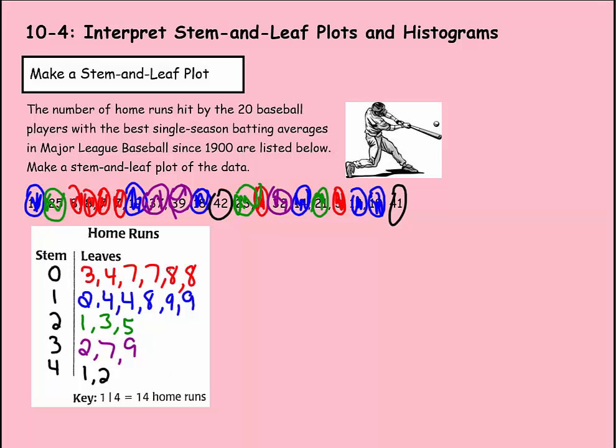You can really see where the data is spread out instead of just a big list like this, which is sometimes difficult to read. You can really get a figure of how many home runs are typically getting hit. A lot of times it's between 0 and 20, as we see.